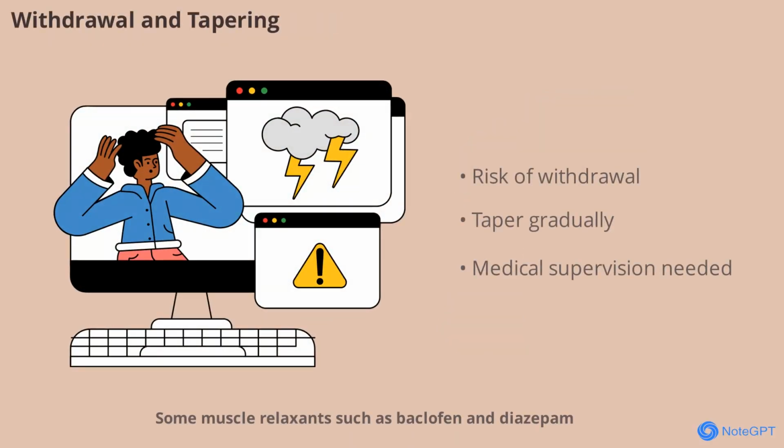Muscle relaxants such as baclofen and diazepam can cause withdrawal symptoms if stopped abruptly after long-term use. These symptoms can be serious, including seizures and hallucinations. It's important to gradually taper the dose under medical supervision to minimize risks. If you've been taking a muscle relaxant for an extended period, talk to your doctor about the safest way to discontinue the medication.